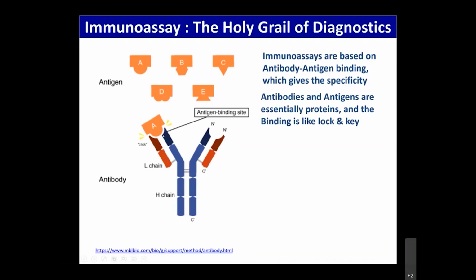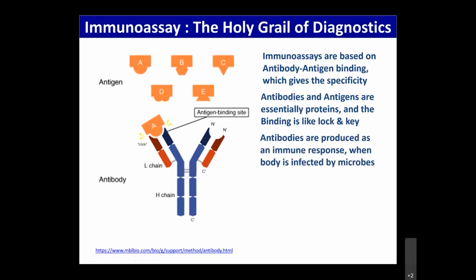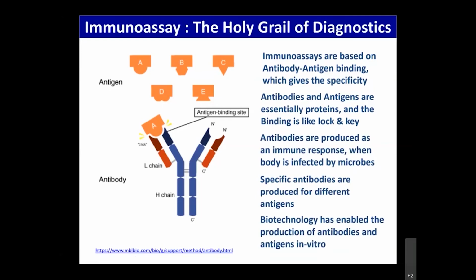There are different kinds of antibodies for different kinds of antigens, and this particular antibody, for instance, can only capture antigen of kind A, right? So, antibodies, of course, are produced in human bodies as an immune response, and that is why if a diagnostic test is based on antibodies, it's called an immunoassay, right? That is how this name comes about, right? Now, specific antibodies are produced for different antigens.